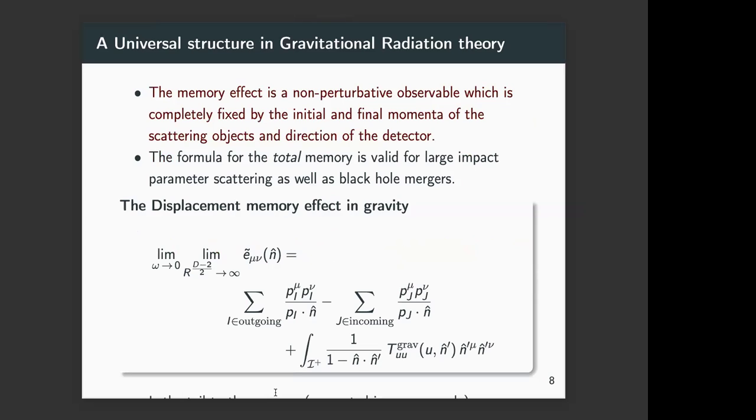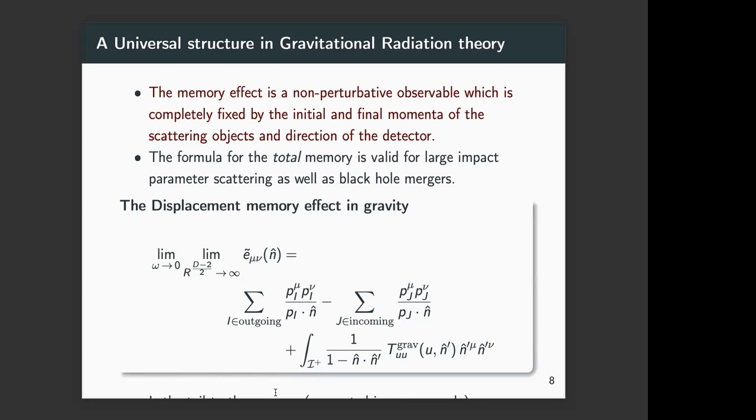Of course, memory effect, as we all know, is a non-perturbative observable in the sense that analytically it's an observable even in collisions or in mergers. It's just fixed by the initial and final momenta of the scattering objects. It doesn't require us to have a large impact parameter scattering or anything. And of course, it depends on the direction at which we are measuring the radiation, so it's not isotropic. In different directions, it has different values. The one that we found from the Peters formula was just what we call linear memory.